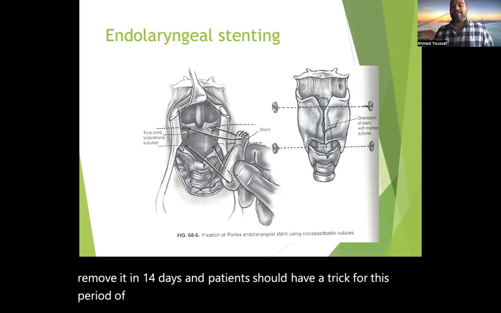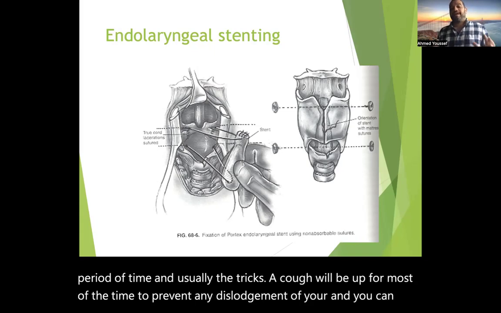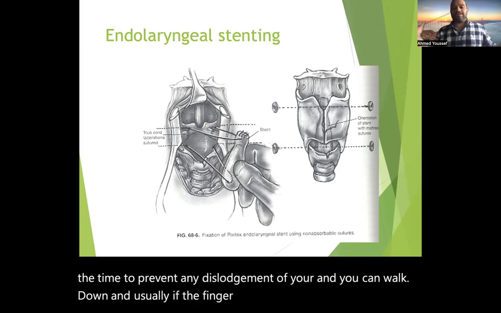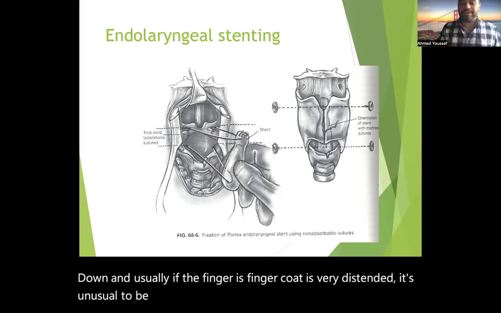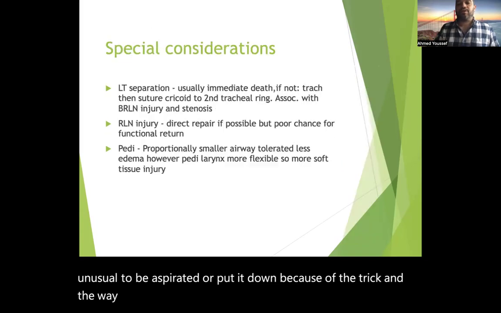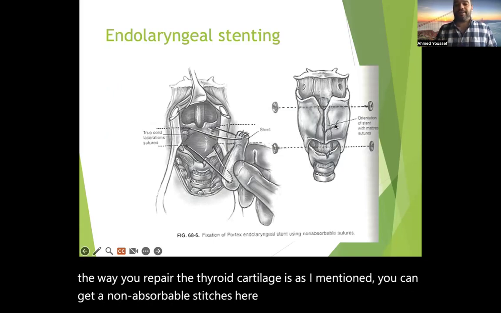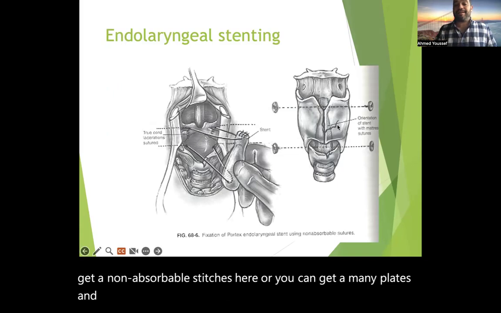Usually the cuff will be up for most of the time to prevent any dislodgement, and you can put the cuff down. Usually, if the finger cut is very distended, it's unusual to be aspirated. And the way you repair the thyroid cartilage is, as I mentioned, you can use non-absorbable stitches, or you can use mini plates and screws, and then that can be fixed.